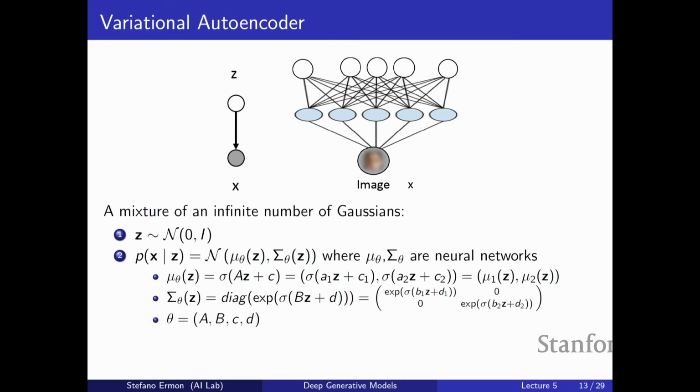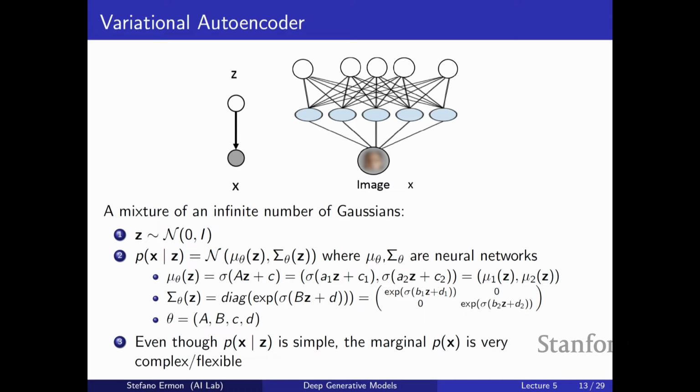Cool. So what you would do then is you would somehow try to fit this model to data. And in this case, the parameters that you can choose are the parameters of these two neural networks, mu and sigma. And again, the takeaway is the same as the Gaussian mixture model. Even though P of X given Z is super simple, it's just a Gaussian, the marginal that you get over the x variables is very flexible. It's kind of like a big mixture model.